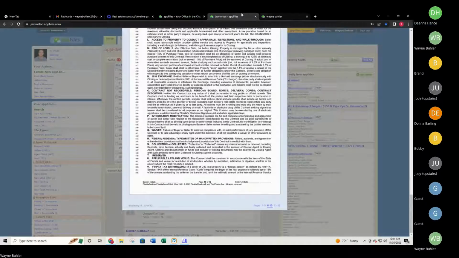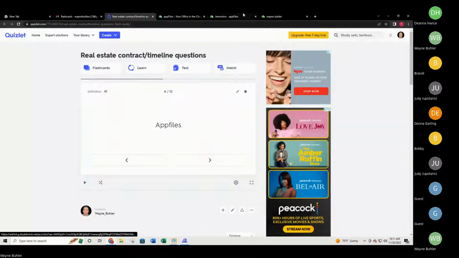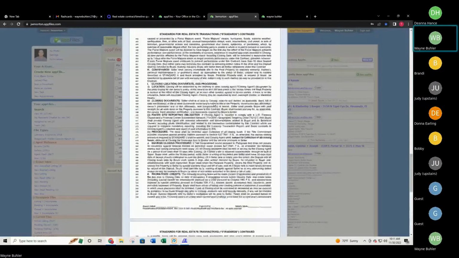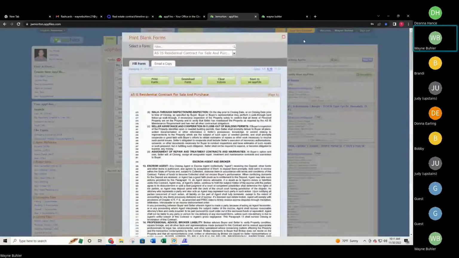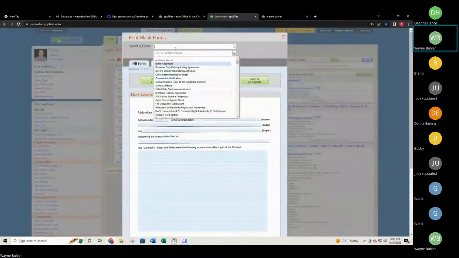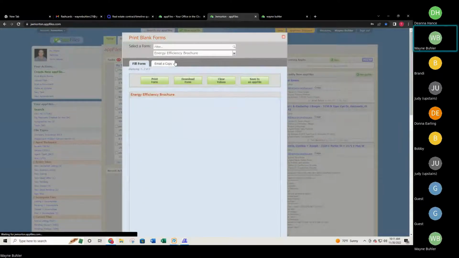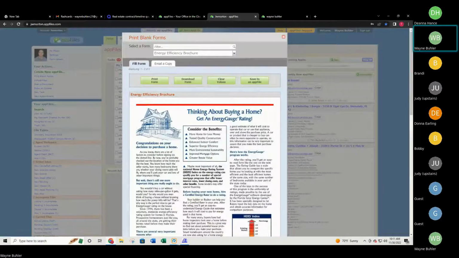Yeah. So the correct answer is in app files. Literally, if you go to your app files, say add a form and type in energy, there's the energy efficiency brochure. The important thing though is the disclosure in the contract saying that the buyer has received this.